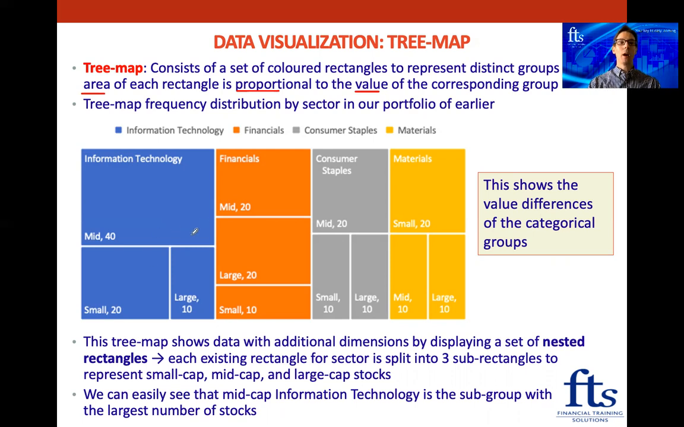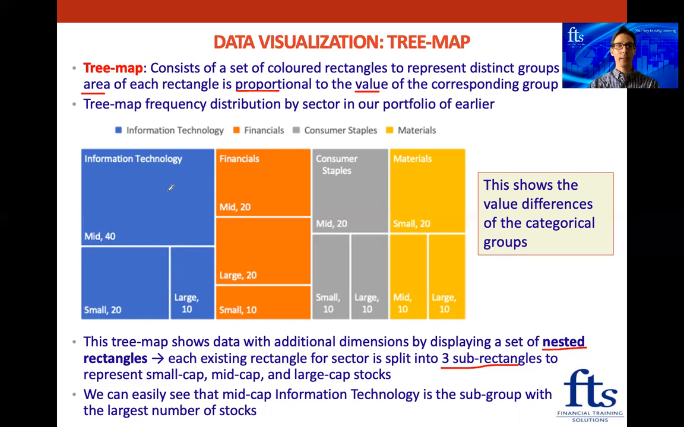But now we are going to break it down. We've got four different rectangles here, and we can see they've broken down. Each rectangle has been broken down into three smaller rectangles. This tree map shows data with additional dimensions by displaying a set of what we call nested rectangles. Each existing rectangle for each sector is split into three sub-rectangles to represent our small cap stocks, our mid cap stocks, and our large cap stocks.